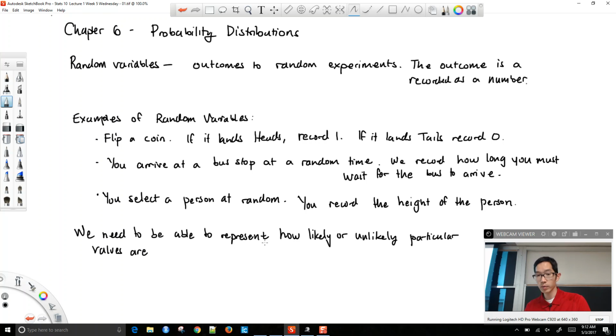Okay, so we need to be able to represent how likely or unlikely particular values are, and we call this representation the probability distribution of the random variable. How likely or unlikely certain outcomes are. This is the probability distribution of the random variable.